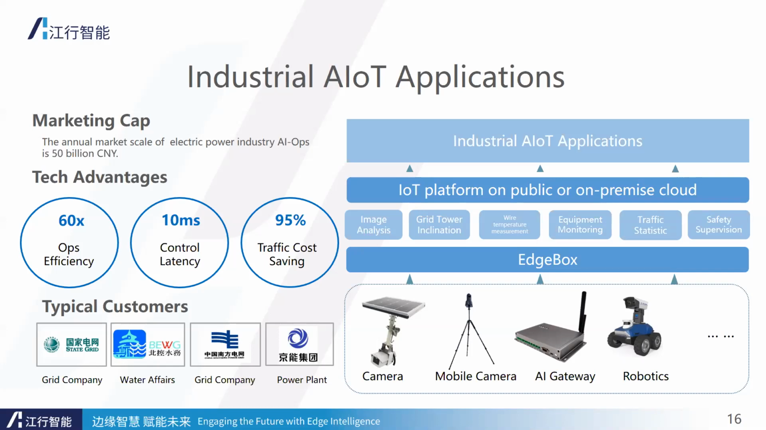For example, we can improve the operation efficiency. We also can achieve 10 milliseconds control latency and reduce the traffic cost, because sometimes we only need to transfer the result, for example, the AI result. We don't need to transfer the whole image or the whole video to the cloud. So here we can reduce the traffic cost. Our typical customers include grid companies, waterworks, and power plants. We can conduct some safety related jobs or tasks.